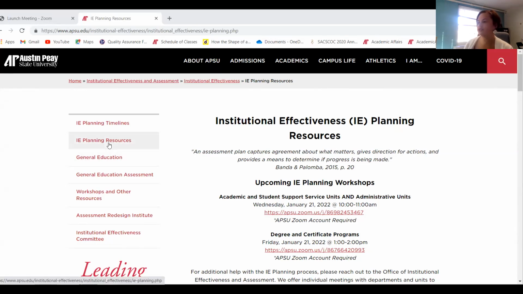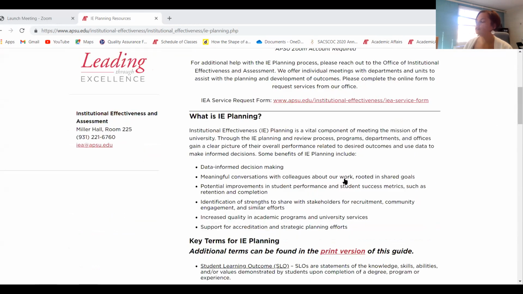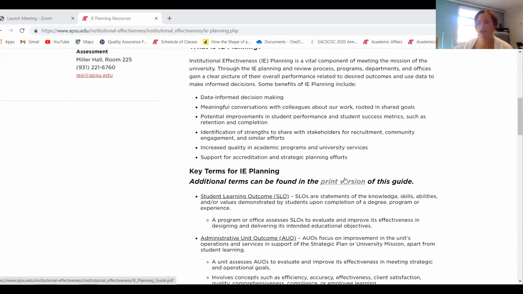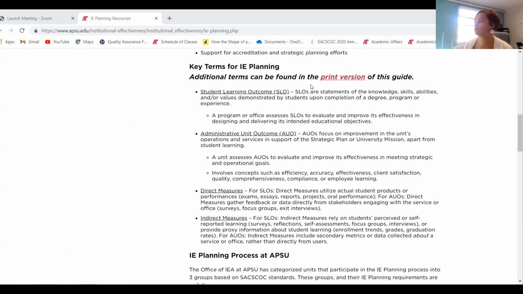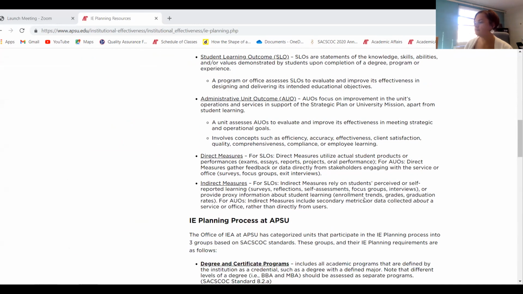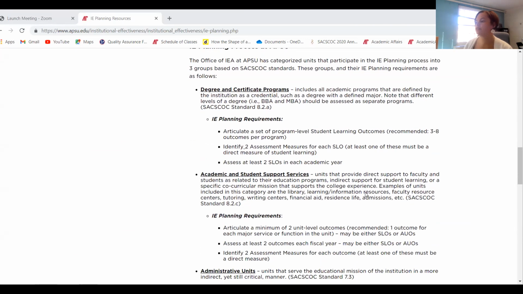So over here on the left, you'll see we have this link called IE Planning Resources. This is a new page where you can find a lot of information for all units, all types of units. And if you scroll down, there's information about our workshops. It gives you some basic information about IE planning. We try to keep it as direct and brief as possible. You can also download a print version here if that's something that you want to keep in your office or on your computer. And it gives you the basics about IE planning for the different types of units.